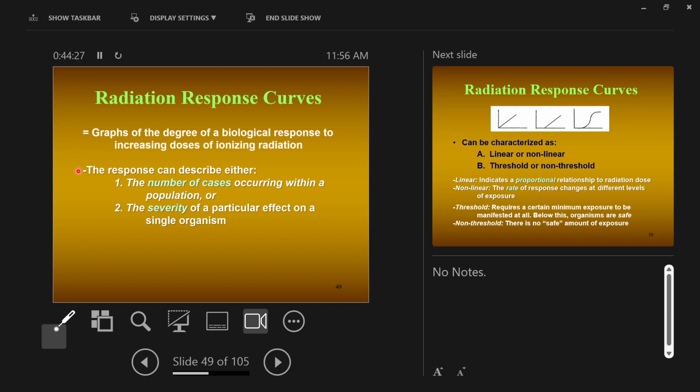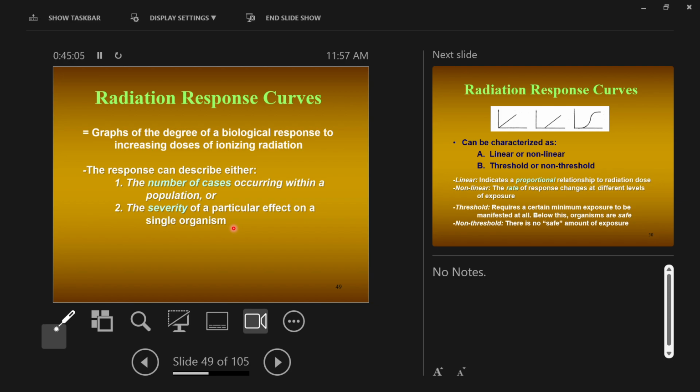Now the response category. A graph typically has an x and a y axis, right? Vertical and a horizontal axis. One axis will be the dose, the amount of radiation. The other axis will be the response. So we're going to talk about the radiation exposure and what the response to that is. The response axis on the graph can either be discussing the number of cases occurring within a population, or, for a particular organism, the severity of a particular effect.